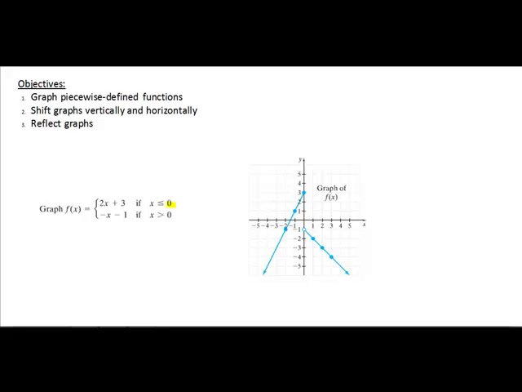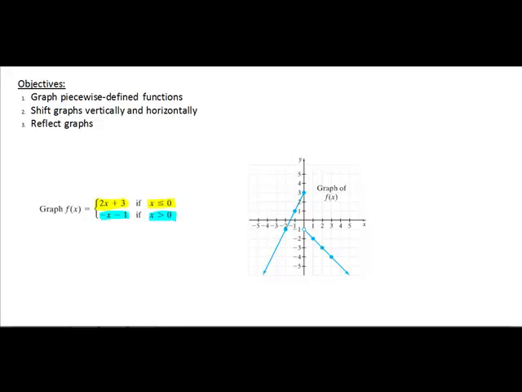The parts are defined by the value of x. So if x is smaller than 0, or if it is equal to 0, then that means you use this equation. You use 2x plus 3 to figure out what your y value is going to be. But if x is bigger than 0, so in other words, if x is anything positive, then you're going to use this equation that I've got in blue now, the negative x minus 1, to determine what your y value is going to be, or your function value is going to be.